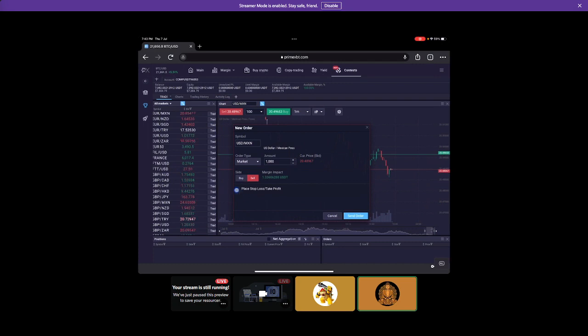You don't necessarily have to place a stop loss or take profit. That's entirely up to you and what your risk management is. Personally, I don't use any stop losses, but that's because I'm constantly looking at the charts. So let's say we want to go ahead and take our first position with no stop loss.